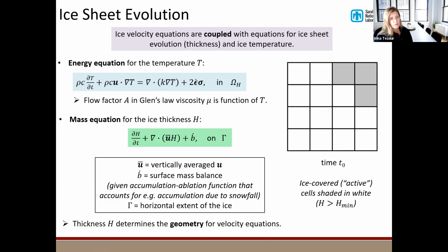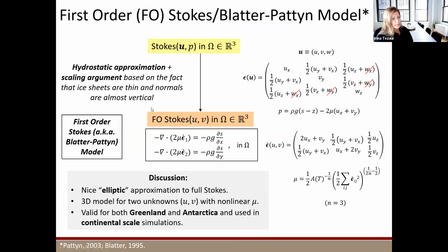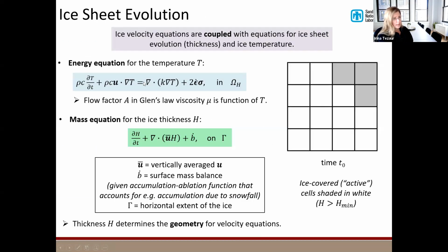So everything I've shown so far has been steady. We want to do dynamics, and so for that, we need to bring in our energy and mass equations. These are shown here. We have an advection diffusion equation for the temperature, which is the energy equation. You can also write this in terms of enthalpy. The temperature shows up in the viscosity here, where this flow factor is a function of the temperature, so it's actually nonlinear in the temperature. And then you can see that the velocity and the strain rate also appear in this equation, so it's highly coupled to the previous equations.